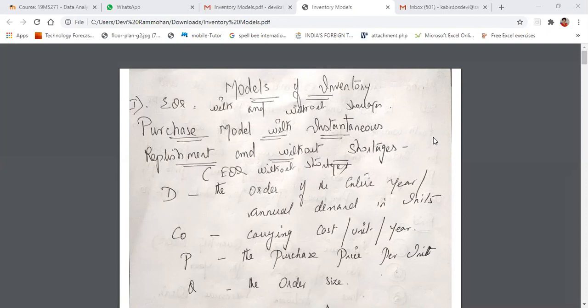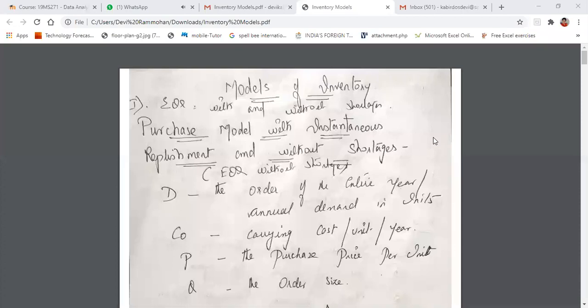So in the descriptive model, we have come across 4 models. One is the purchase model, so the purchase model with and without shortage, and manufacturing model with and without shortage. In very simple terms, when we discuss the purchase model, it is EOQ, economic order quantity. And when it comes to manufacturing, it is called EBQ, which is economic batch quantity, right? Manufacturing, we go by batches, and purchase, we go by order.